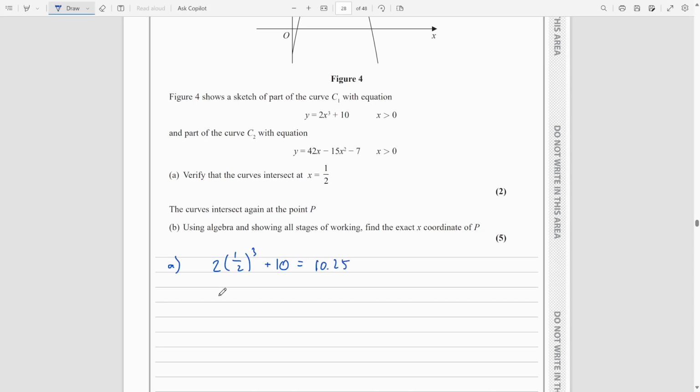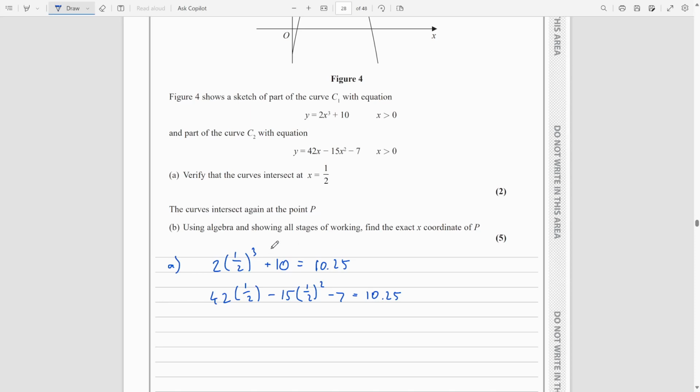And then with the other curve, 42 times a half minus 15 times a half squared minus 7. Now I'm really hoping this is going to be the same. If it's not, we've got a problem. And lo and behold, it is. Part B then, the curves intersect again at the point P. Using algebra and showing all stages of working, find the exact x coordinate of P.